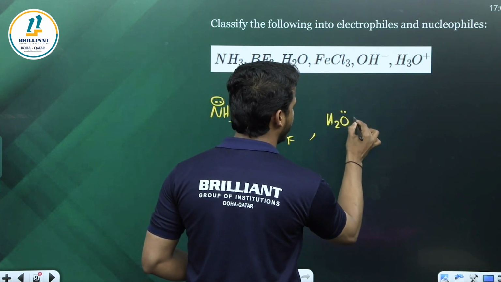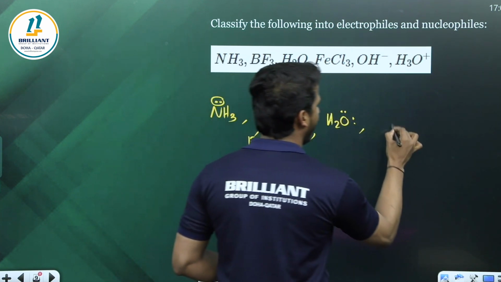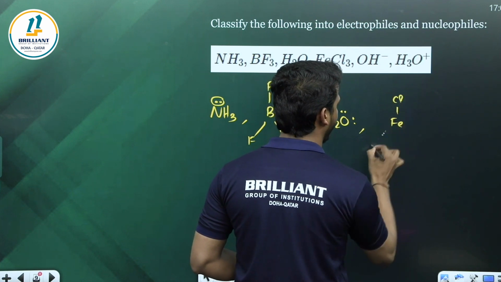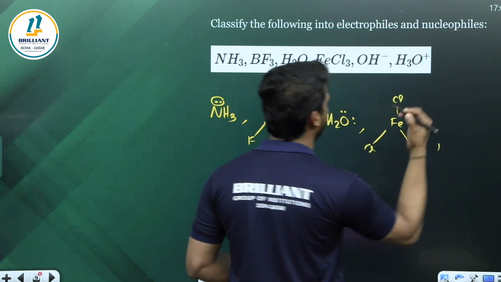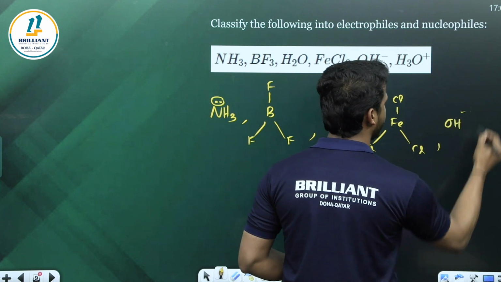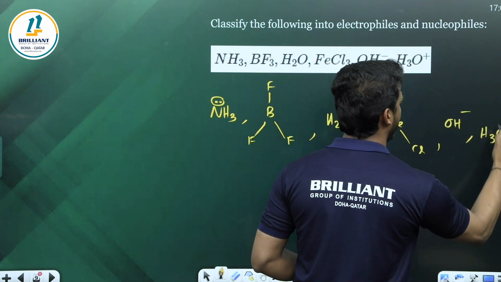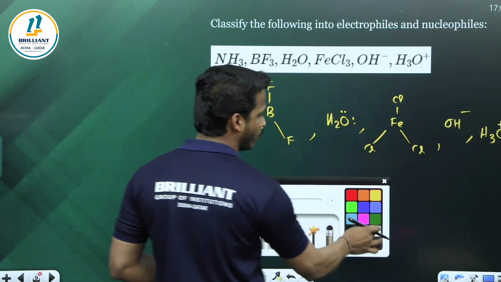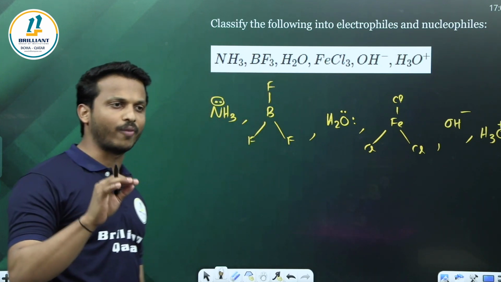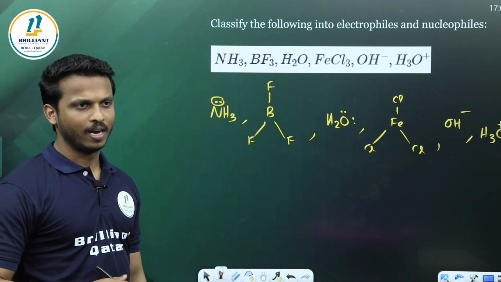Yes, H2O oxygen contains a lone pair, you know. And FeCl3, let me write FeCl3, okay. And OH minus and H3O plus. These are the species I am giving to you. Can you tell me which of them are electrophiles and which of them are nucleophiles? Dear all, are you ready?